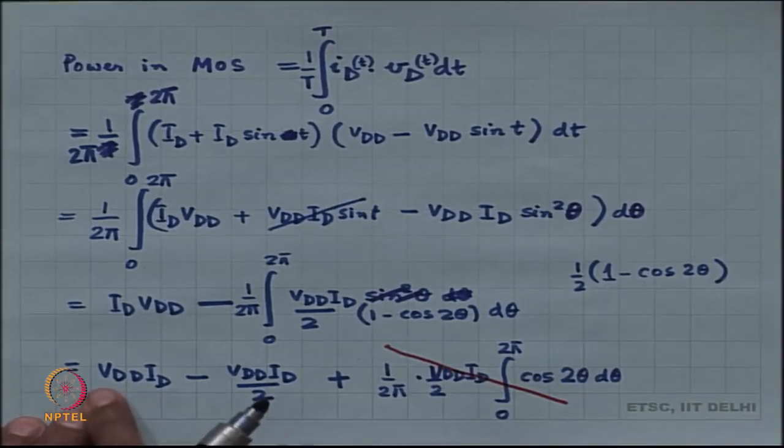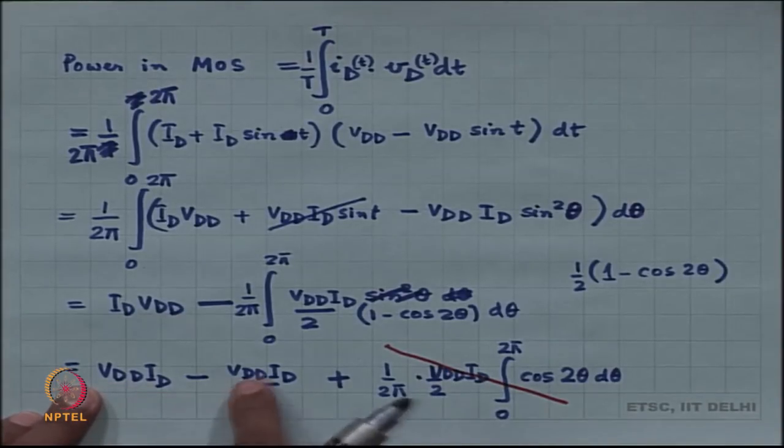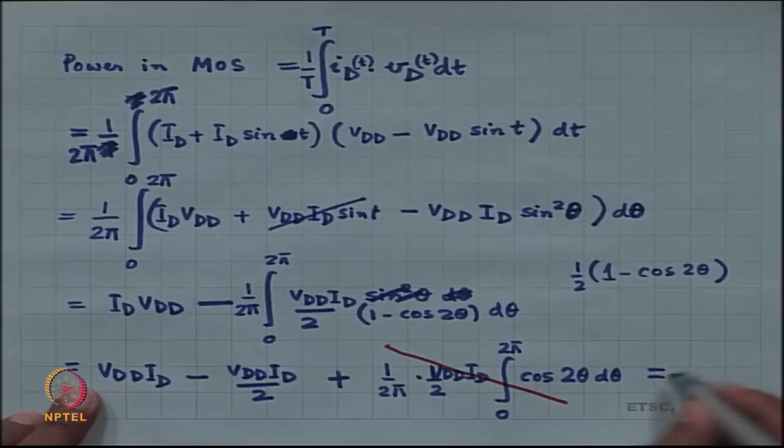Okay. So, therefore, you have V_DD I_D minus V_DD I_D by 2, and that leads you to the answer that you expected, V_DD I_D by 2.